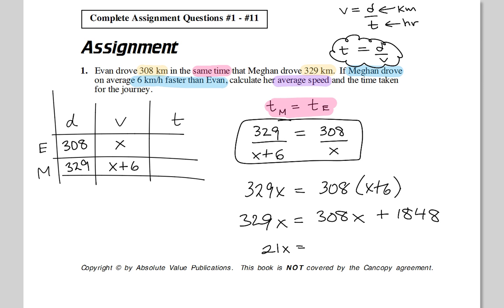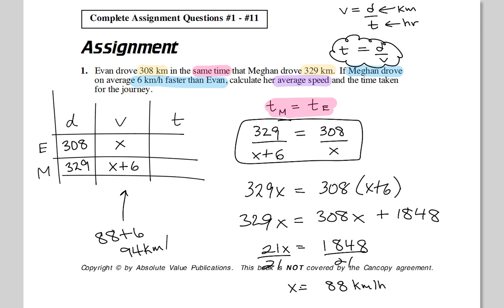21? You almost did it, McKenna. You said 21. She did. I heard it. So dividing by 21, what are we getting for this speed for Evan? 88? Okay. So then do Megan, x plus 6, 88 plus 6. 94?